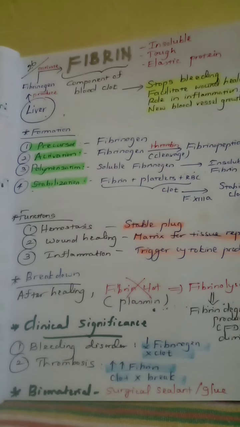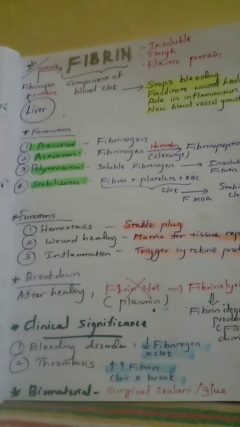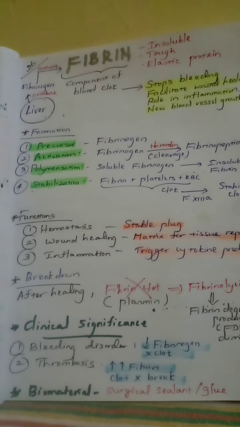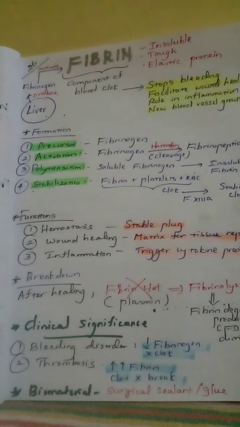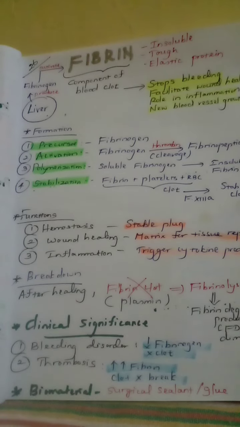So, why do we need this fibrin? Obviously, to stabilize the plug in the process of stopping the bleeding, that is hemostasis. And in wound healing, it acts as a matrix for tissue repair. And of course, in inflammation, it triggers cytokine production.